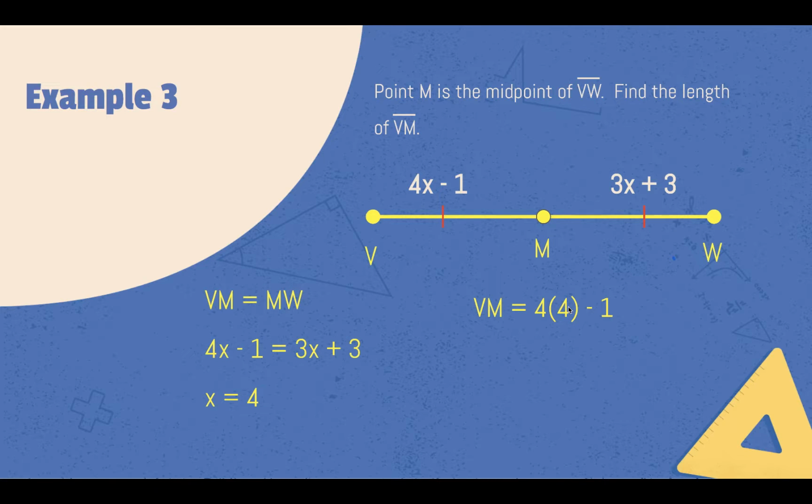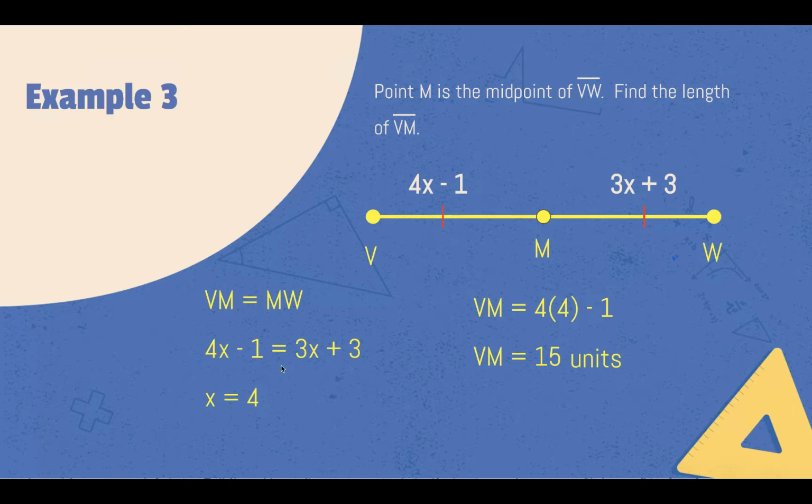So VM is equal to 4 times 4 minus 1. So VM is equal to 4 times 4 is 16, minus 1 is 15. Now, are we done? No. What do we need to add to this answer for it to be correct? Because VM is the length of a segment, lengths of segments must have units of measurement. Okay. VM equals 15 units.